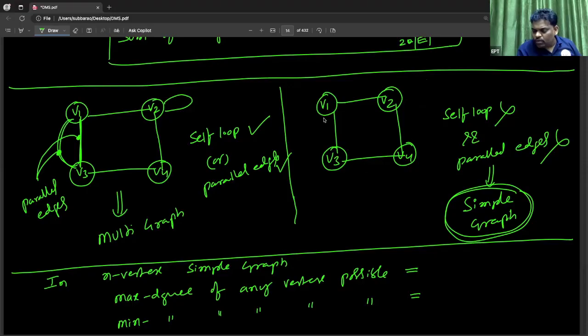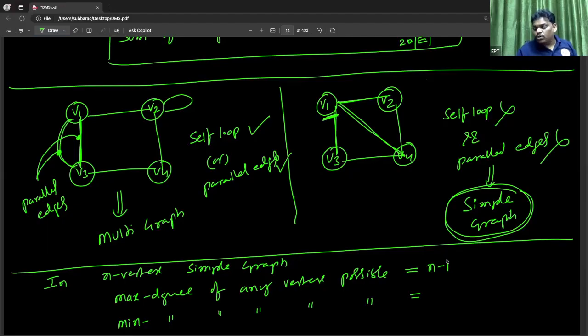How much? Let us assume I want to keep maximum degree. Total people are 4. I want to keep maximum degree to him, so he is adjacent to all other people: V3, V2, V4 also. But he cannot be adjacent to himself, that would be a self loop. So with 4 vertices, maximum degree of any vertex possible in a simple graph is 4 minus 1, which is 3. In an n-vertex simple graph, maximum degree of any vertex possible is n minus 1.